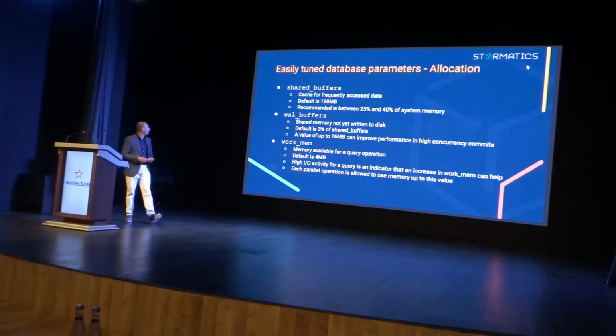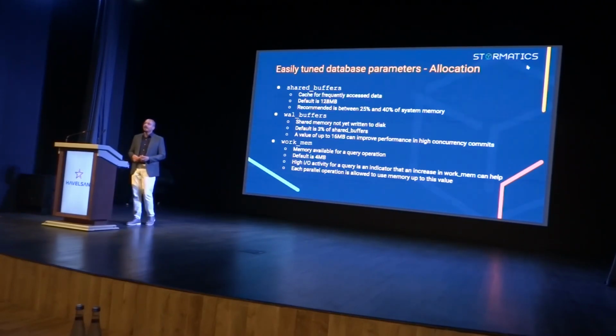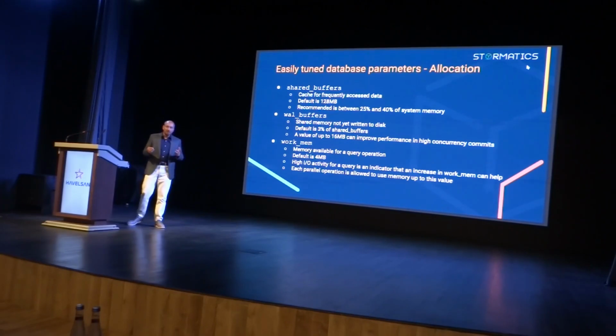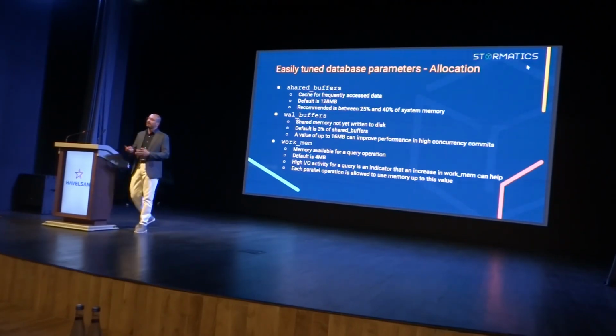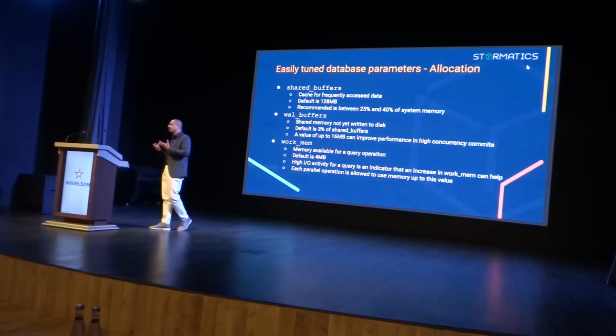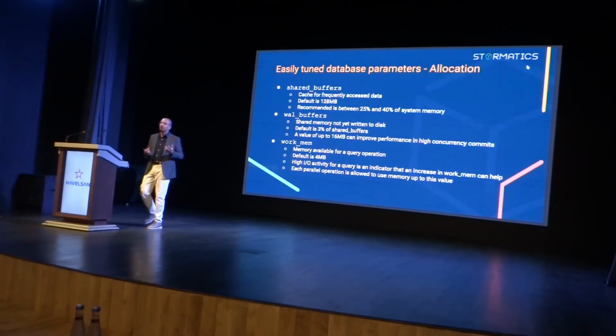Shared buffers, WAL buffers, and work_mem. Now what shared buffers does is it allocates the cache for frequently accessed data. Now, I'm sure all of us are aware that accessing data from disk is significantly more expensive than accessing data from memory or from cache. And what shared buffers does is that it allocates a part of the system memory to cache, which makes frequently accessed data more easily accessible and faster.